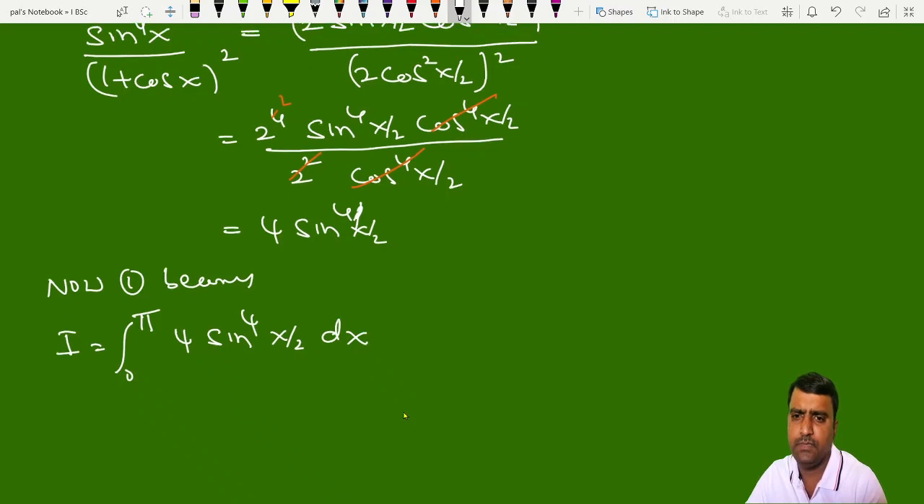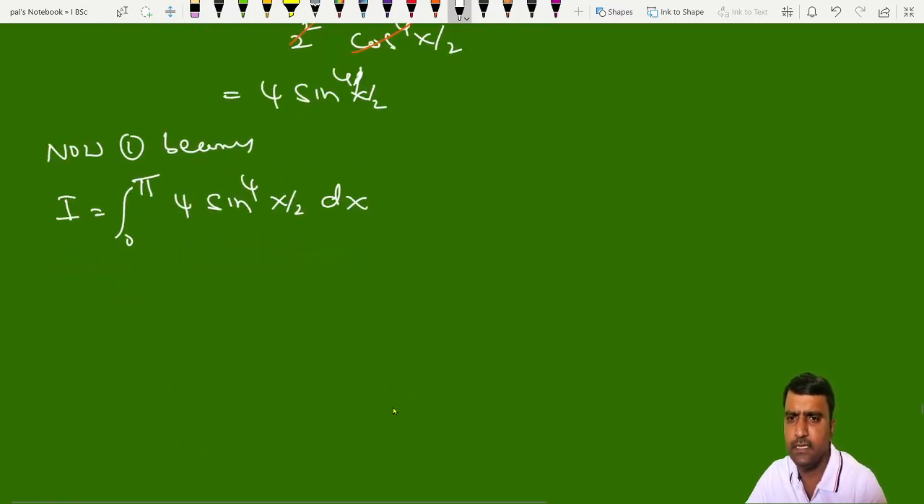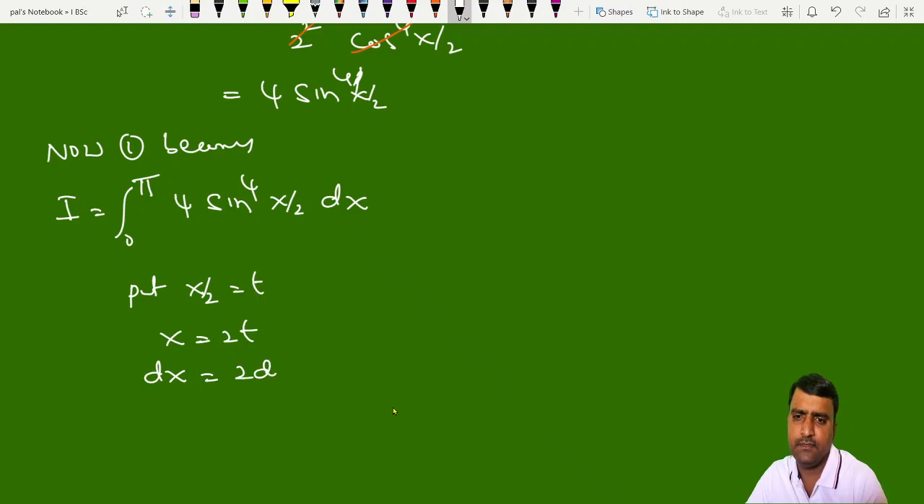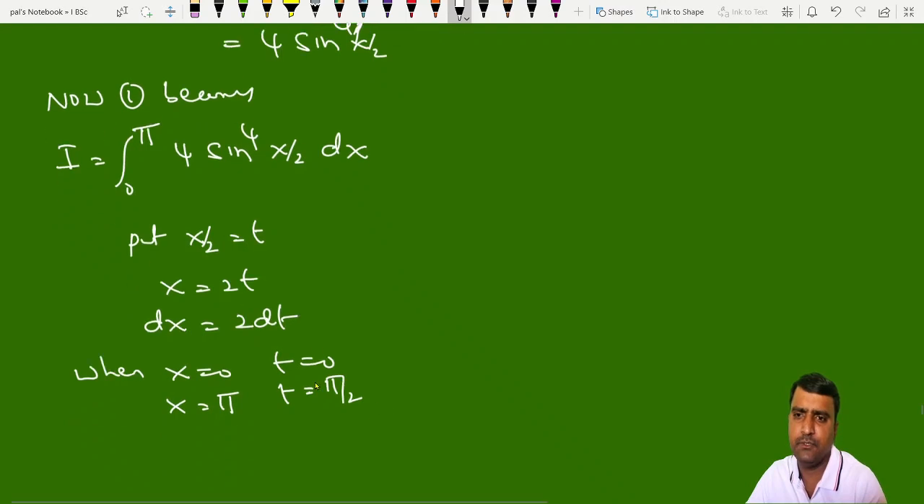Again, you take one substitution, that is put x by 2 is equal to t, or x is equal to 2 into t. So then what is dx? dx is equal to 2 into dt. Similarly, when x is 0, t is also 0, 0 by 2 is 0. So when x is pi, t is equal to pi by 2. So that limit becomes 0 to pi by 2.